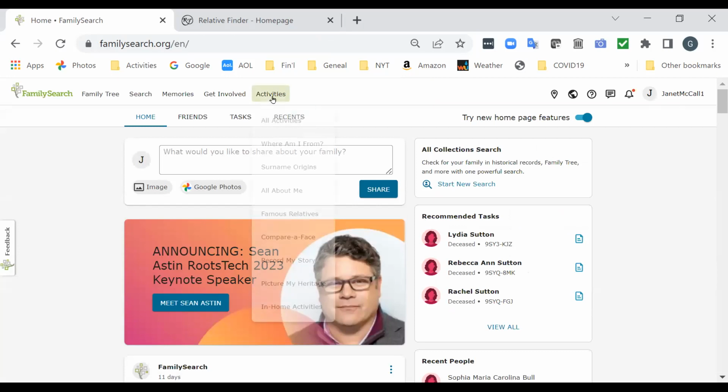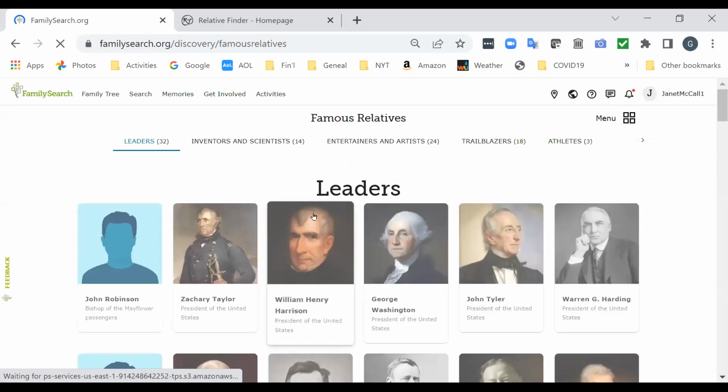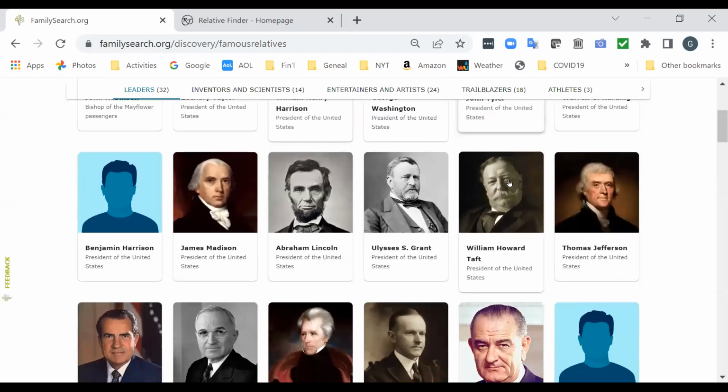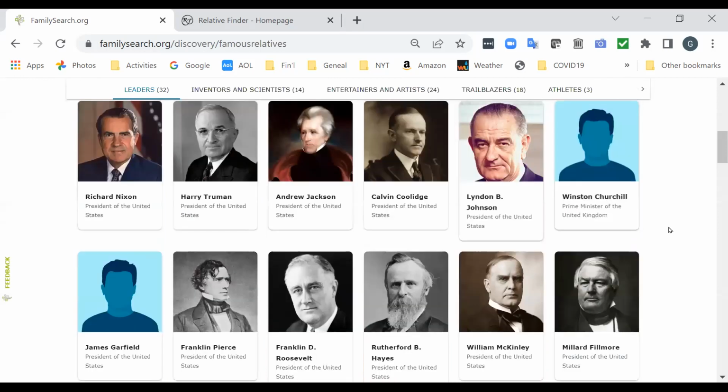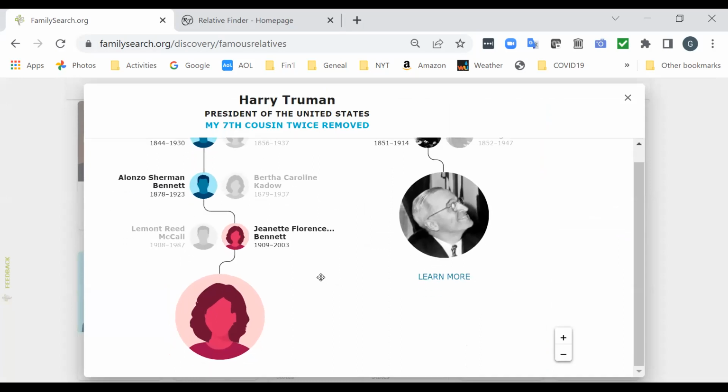Okay, so let's try famous relatives. All right, well, you got some of the same ones. You want to be related to Truman? Sure, okay, let's see how you're related to Truman. Seventh cousin, twice removed. Now, remember what I was talking about. Seventh cousin is well within what our normal genealogy would tell us.